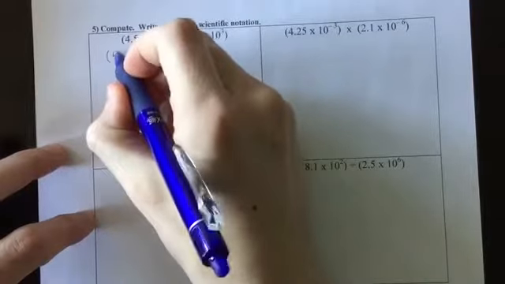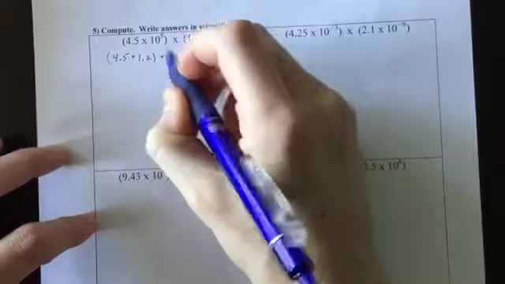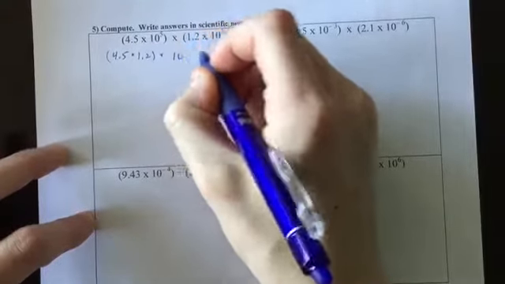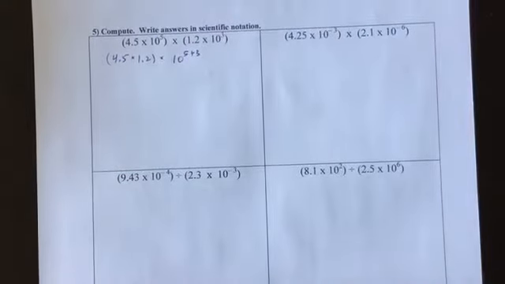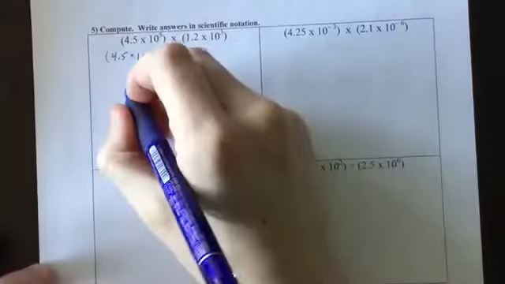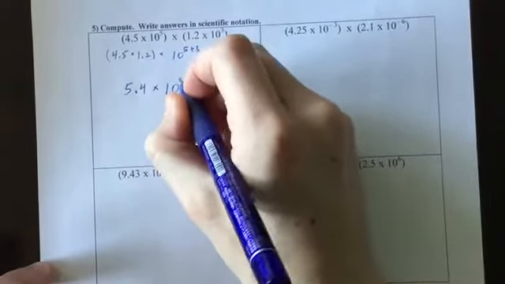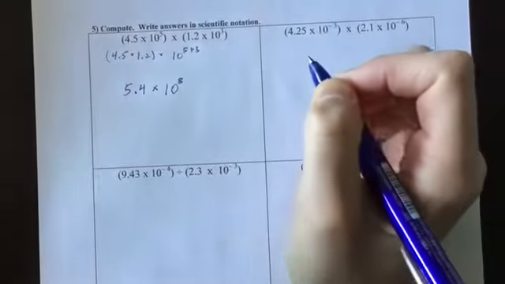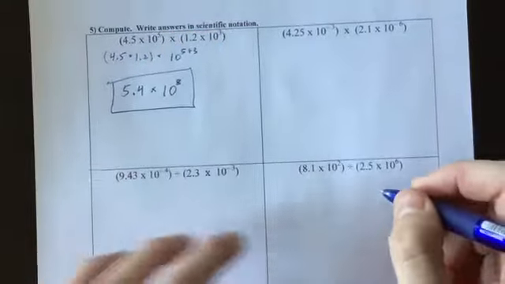Multiplication, let's regroup our significands. And then we got our powers of 10. We can skip ahead, remember, and keep the base, add our exponents when multiplying with same bases. 4.5 times 1.2 gives us 5.4 times 10 to the 8th. And we check, is that in proper scientific notation form? It is, so we're done.